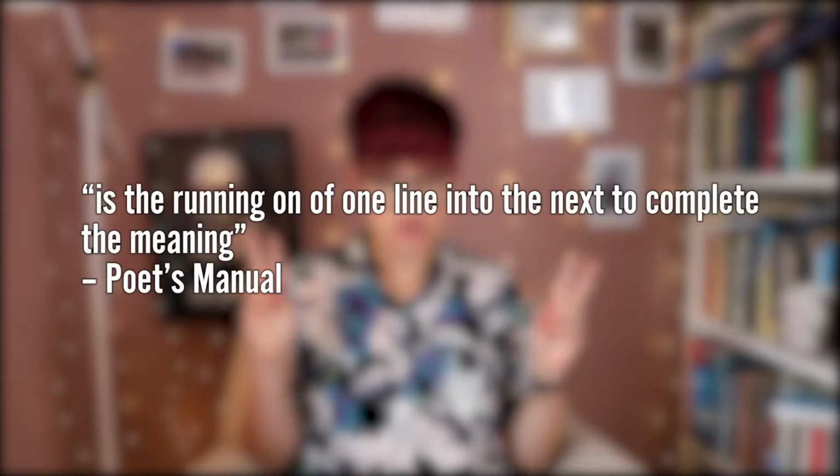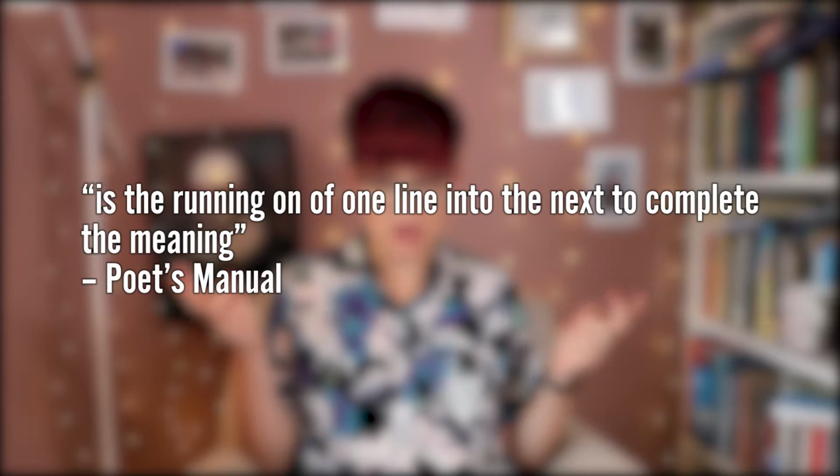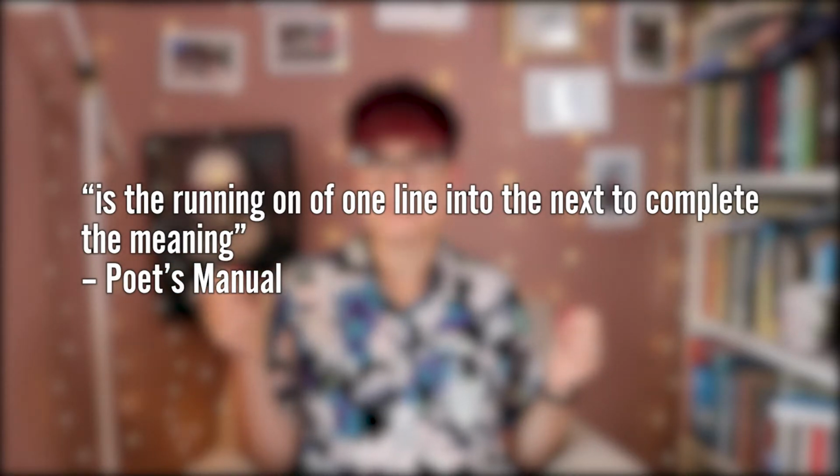Speaking of which, let's talk about enjambment. The meaning of enjambment is the running of one line onto the next to complete the meaning. So what that means is that the sentence or clause which you are saying is not completed on that one line. You need to go on to the next line to complete the thought, clause, sentence.